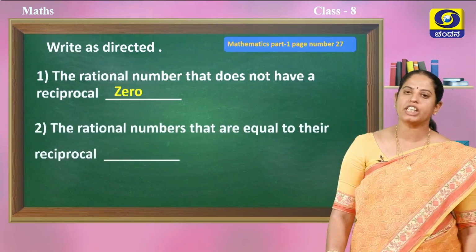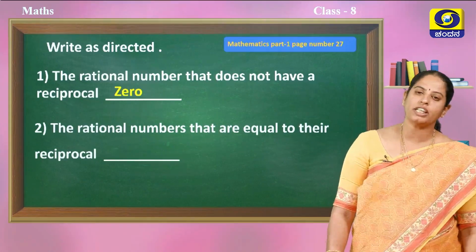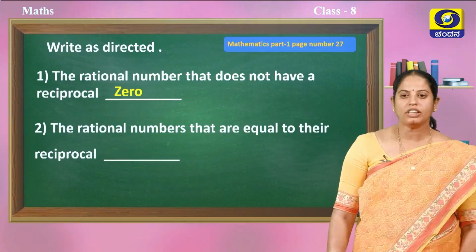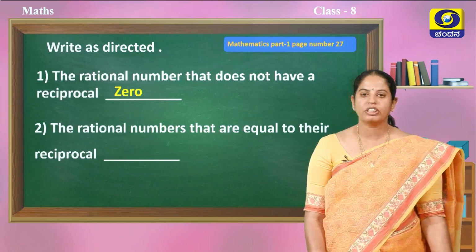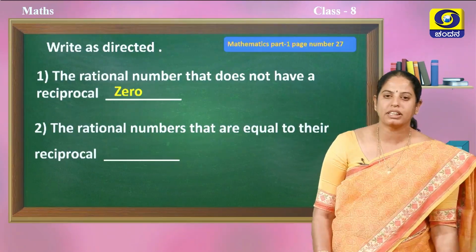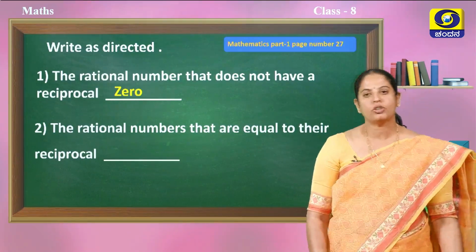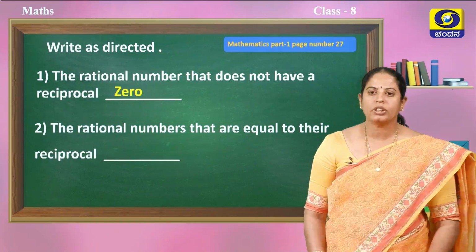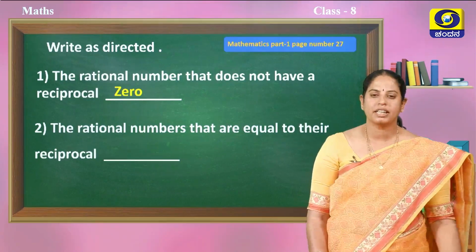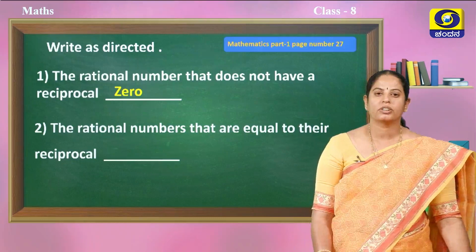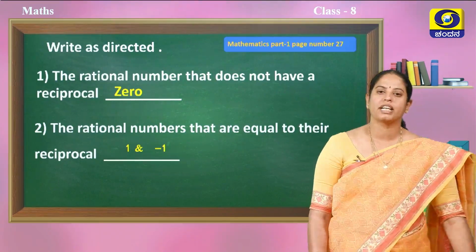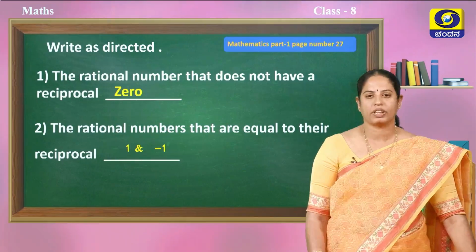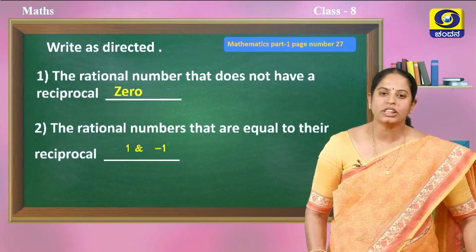Second question, the rational numbers that are equal to their reciprocal. So, both the rational number and the reciprocal are one and the same. Which are those numbers? Think. If you multiply those two numbers, you are going to get 1 as answer. Okay. So, that is multiplicative identity. Here the two numbers are 1 and minus 1. So, the next question is like this.